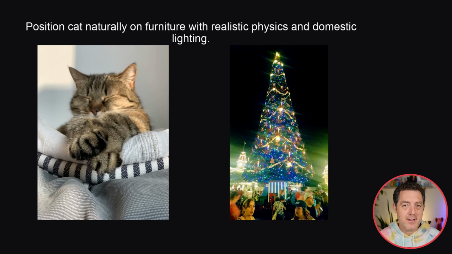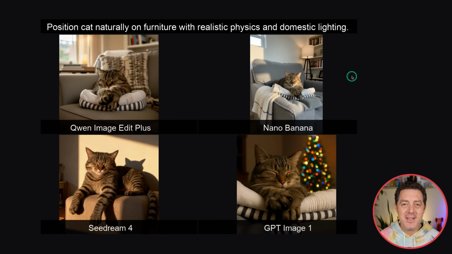And maybe you're not a dog person, maybe you're a cat person. Well, this one's for you. We have a cat on the left. We have a blurry kind of iPhone camera-ish Christmas tree celebration on the right. Position cat naturally on furniture with realistic physics and domestic lighting. Now, in the prompt, it doesn't really say anything about the Christmas tree, so let's see what it comes up with. Okay, so interestingly enough, only one of the 4 images includes the Christmas tree.